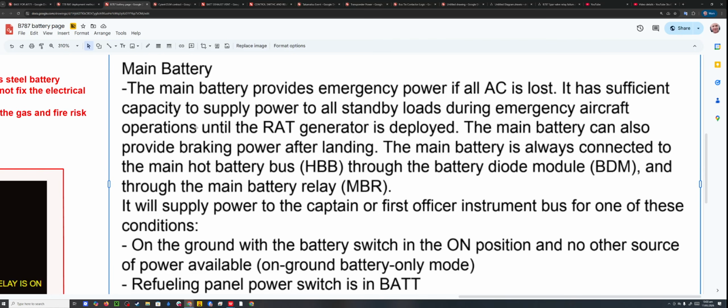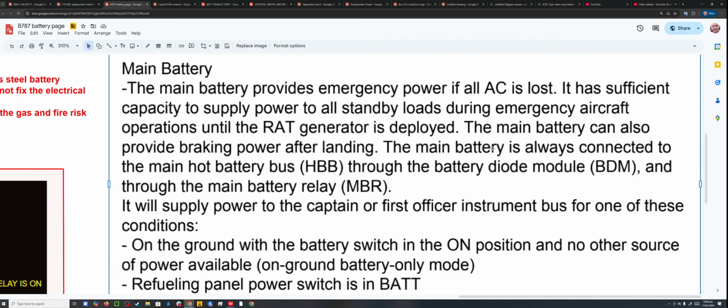The main battery can also provide braking power after landing. That's interesting. After landing. Okay. It helps the DC 28 volt system. The brakes use a lot of power. A lot. 100 amp breakers are installed for the brakes. 4 of them. Okay, for the rear. You've got left side has 2 and right side has 2.